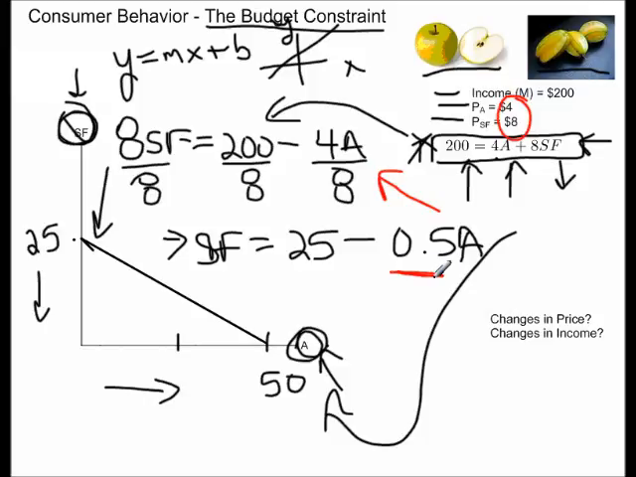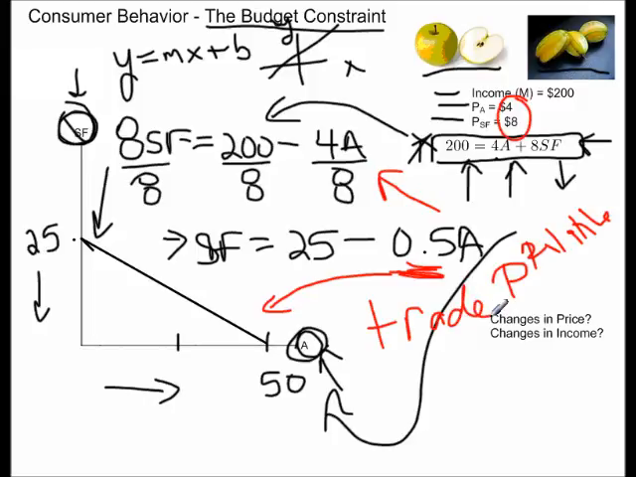The slope of this equation, the slope of the budget constraint, is what we'd refer to as a relative price. The relative price of a good is the price of a good relative to the price of other goods. The ratio of these two prices is relatively the price of star fruit in terms of apples. So that relative price, that slope of the budget constraint, tells me the trade-off that I face in terms of my resources.